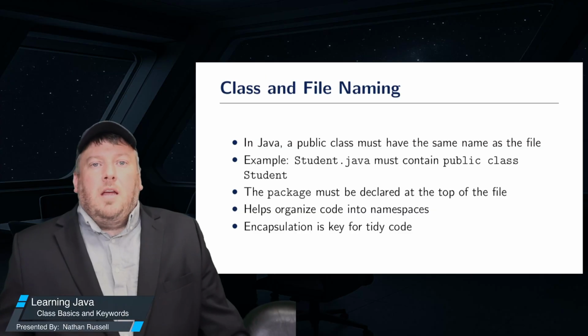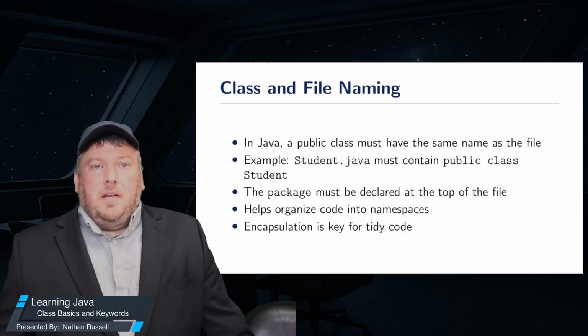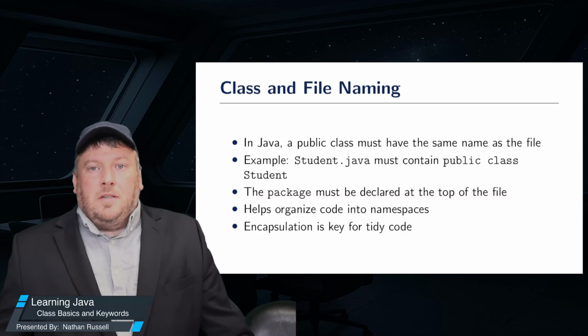In Java, every public class must be named the same as the file. If the file is called student.java, then the public class inside must be named student. At the top of the file, the package must also be declared. Packages are used to organize code into namespaces so that large projects can remain manageable.